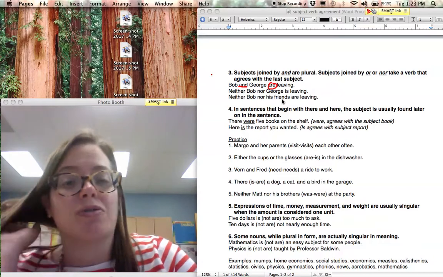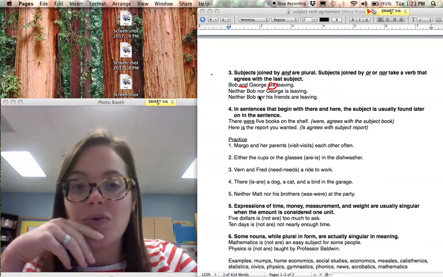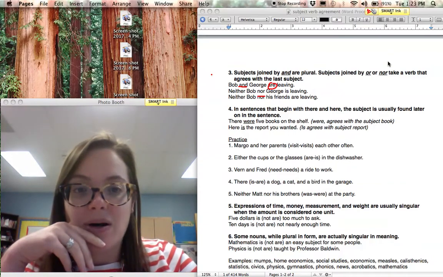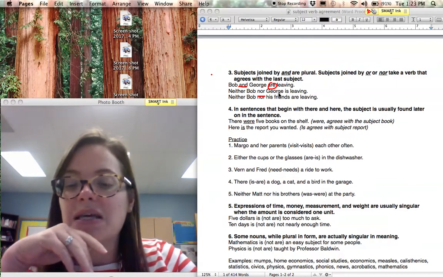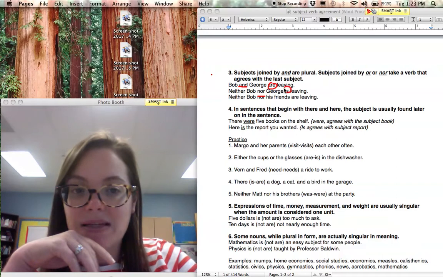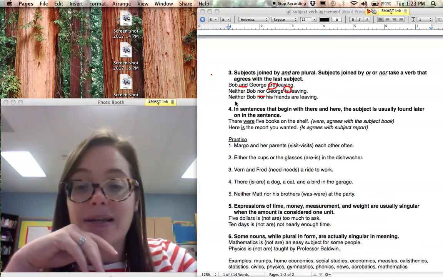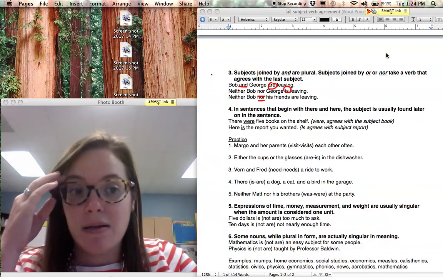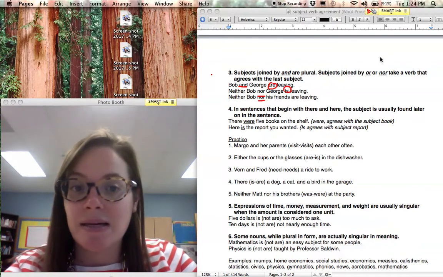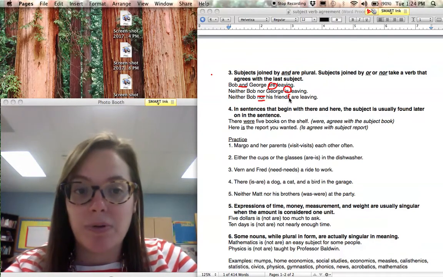Neither Bob nor George is leaving. So I've got a nor here, so I go to the second part of the rule and take a verb that agrees with the last subject. George is singular, so I'm going to go with my singular verb is. Now, neither Bob nor his friends are leaving. So again, take a verb that agrees with the last subject. Friends is plural, so I'm going to use my plural verb are.